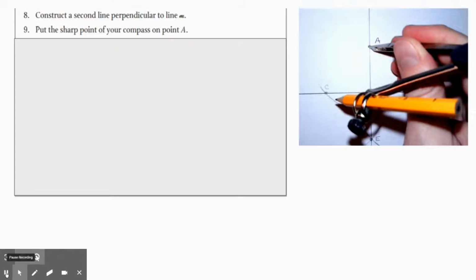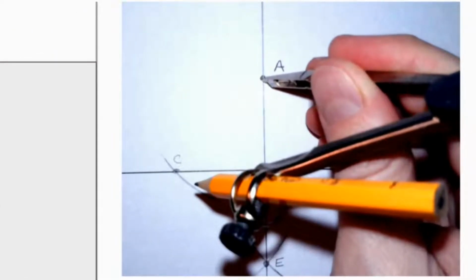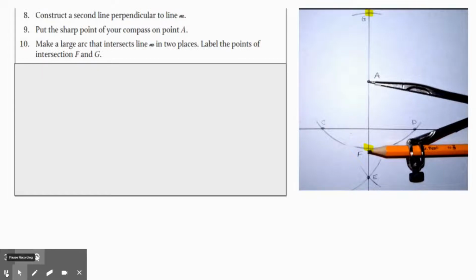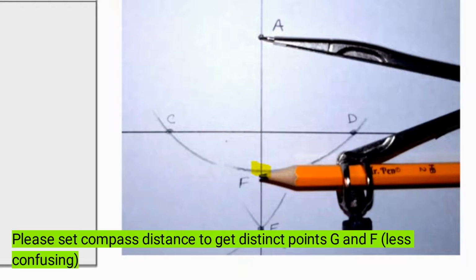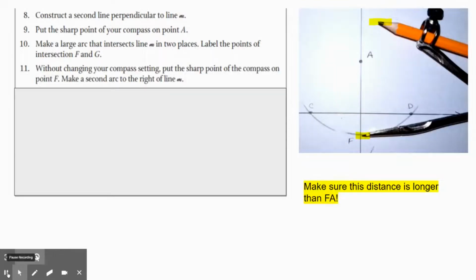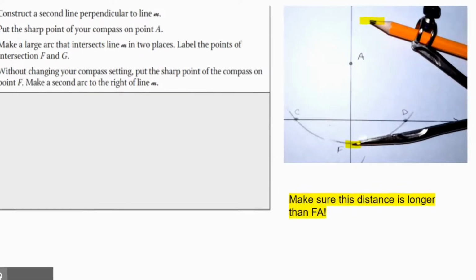Now we're going to make a perpendicular to line AE. So let's move our compass to where the sharp point is on point A. Now I've really made an effort here to show you that the 2 points that I've made here, which are G and F, are very different from all the other points. You might need to change your compass so it doesn't intersect at more than one point, just so you don't get confused.